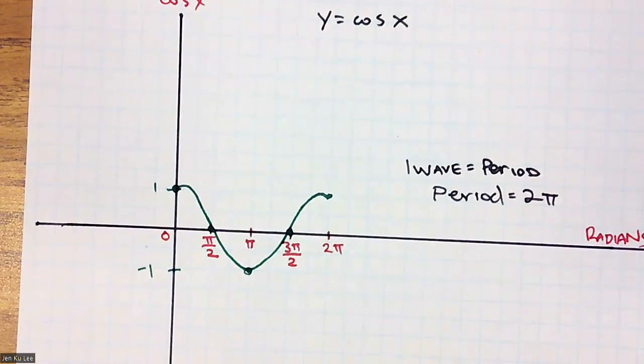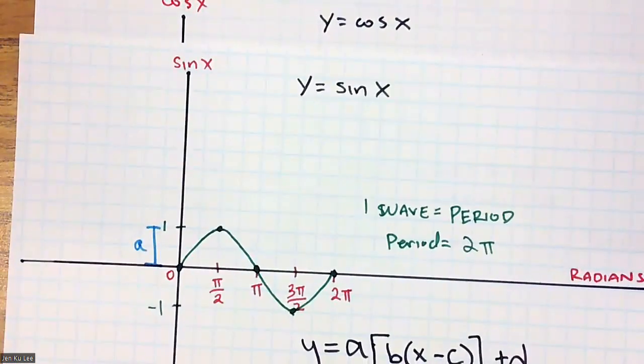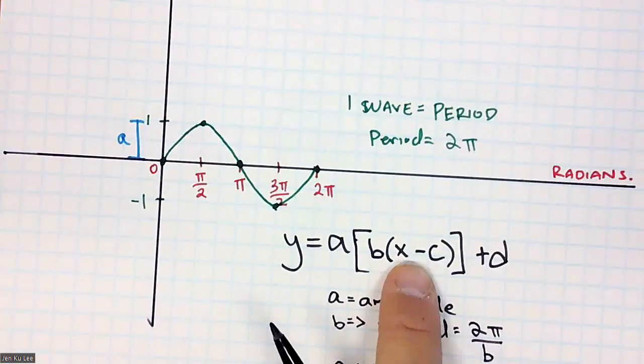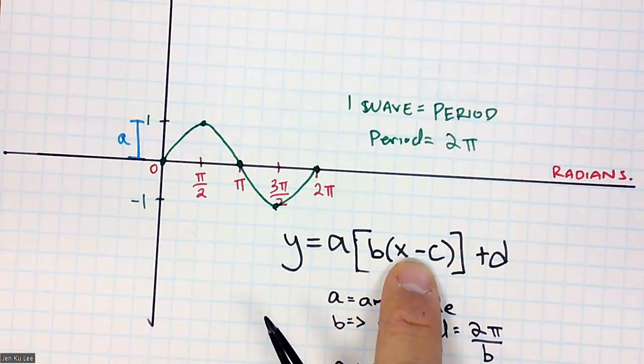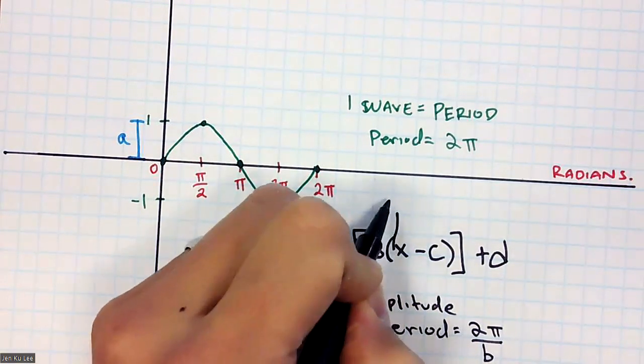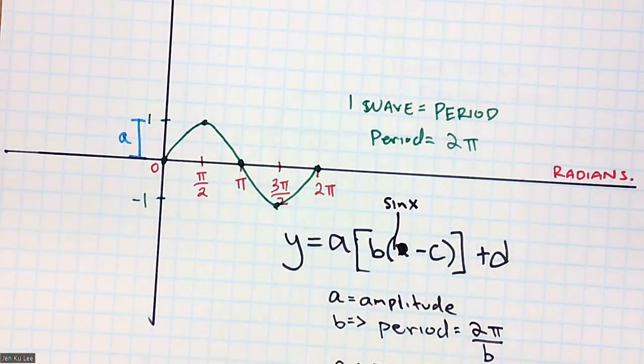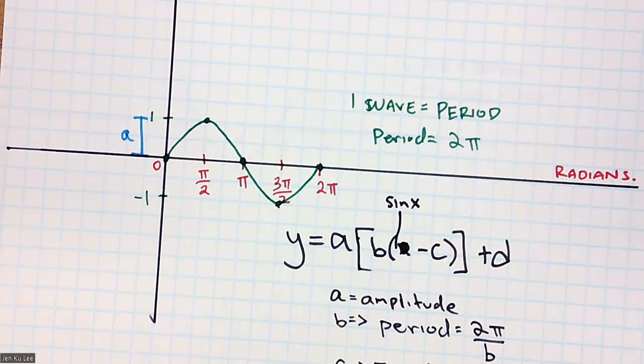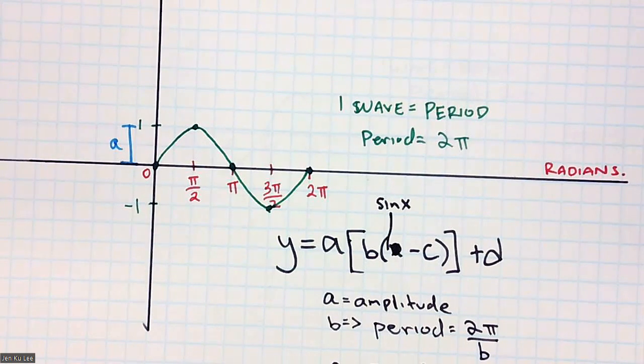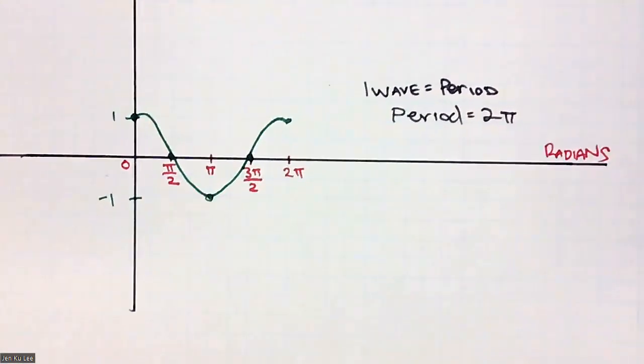Oh, you know what, class? I just found a mistake. I forgot to put sine. So right here it is sine of x. It shouldn't just be x. It should be sine of x. Okay. Minus c. Okay.